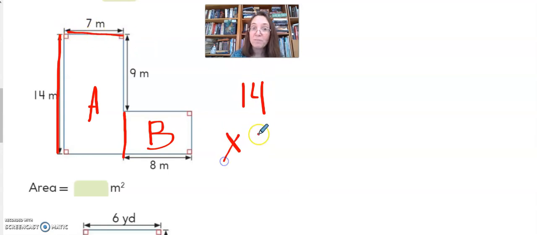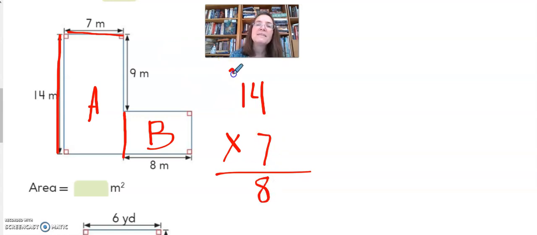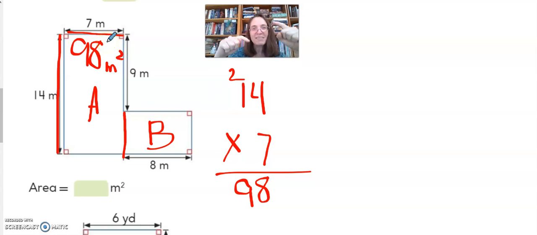I can use multiplication to find out that 14 rows of 7 in every row would be, let me see, 7 times 4 is 28. And 7 times 1 is 7, plus 2 more tens is 98. So I know that the area of A is 98 meters squared, or square meters, which means I've got that little exponent up there telling me that I'm going up and down and side to side, two-dimensional measurement.